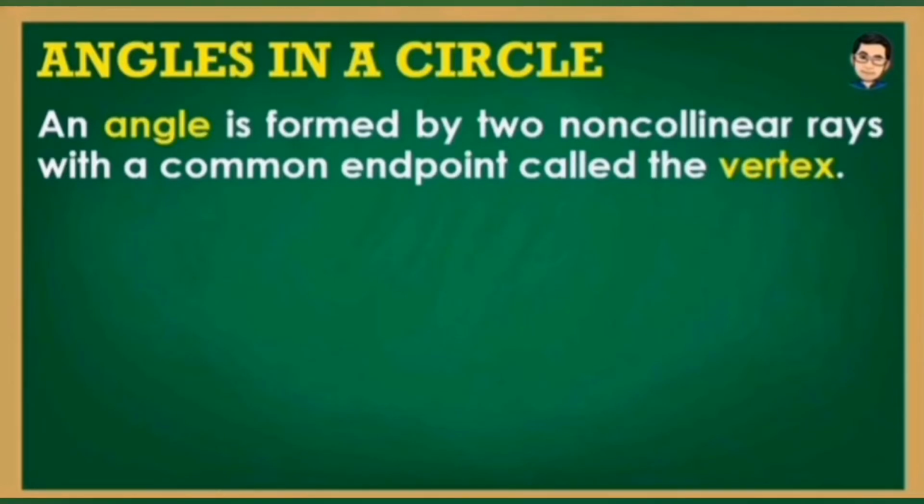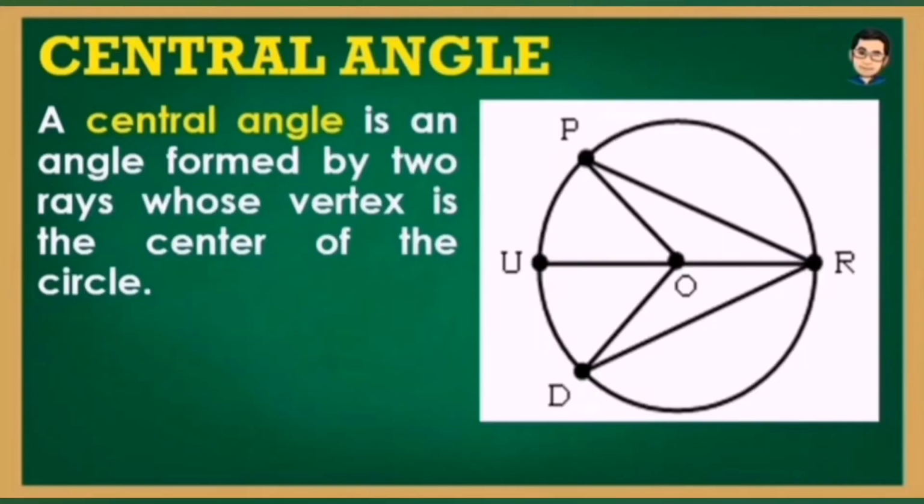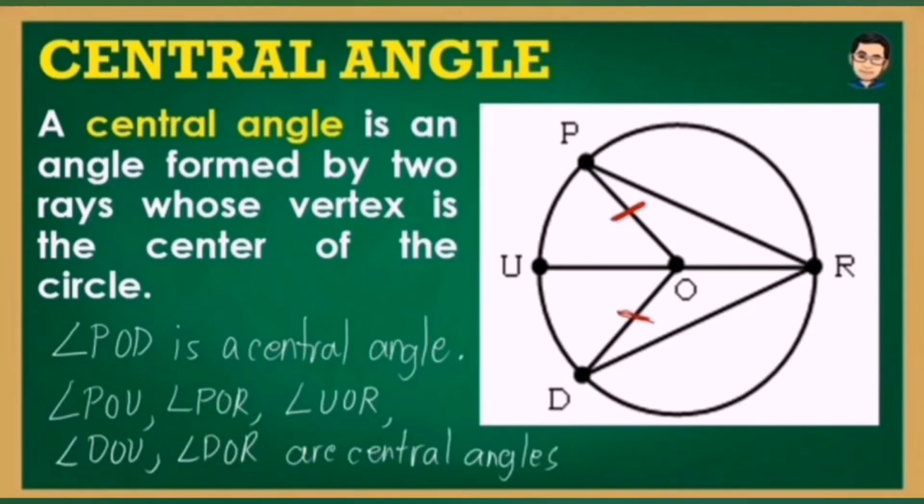Angles in a circle. An angle is formed by two non-collinear rays with a common endpoint called the vertex. There are two types of angles that can be formed inside the circle, namely central angle and inscribed angle. Central angle. A central angle is an angle formed by two rays whose vertex is the center of the circle. In this data, angle POD is a central angle. Angle POU, angle POR, angle UOR, angle DOU, and angle DOR are central angles.